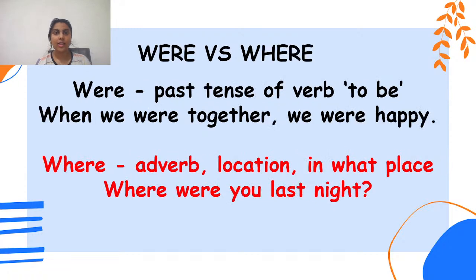Okay, the third one for today is where versus were. The pronunciation is the same. Were, W-E-R-E, is the past tense of the word to be or is. Okay, so when we were together, we were happy, or when we were together, we were unhappy. When we were singing, we were melodious. When we were dancing, we were in synchronization. Okay, the past tense.